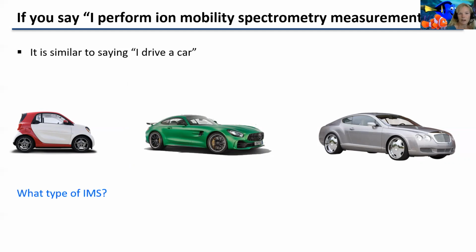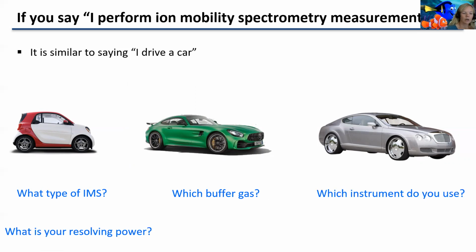So questions you want to ask that person who says that they're performing the ion mobility measurements are: what type of ion mobility are you doing? Which buffer gas do you use? Which instrument do you use? What is your resolving power? What's the pressure of your system? And how rapid are your measurements? And all of these will help you learn more about how they're conducting their experiments.